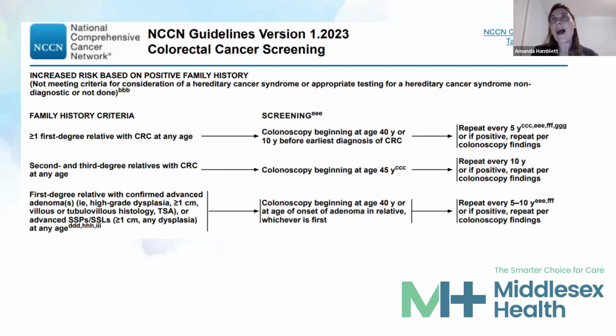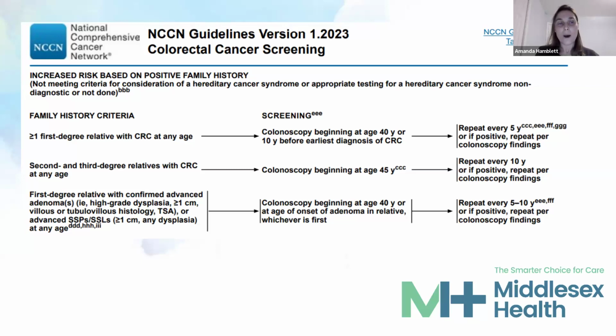So the question is, who makes up these guidelines, and how do we know that these are the most appropriate guidelines for us? This is an example of an existing guideline that's put out by a group called the National Comprehensive Cancer Network, and this shows where some of this information comes from. In this guideline, it's looking at family history criteria and saying that if someone has a first-degree relative with colorectal cancer at any age, we start colonoscopies at the age of 40. And so that's really where that criteria came from.